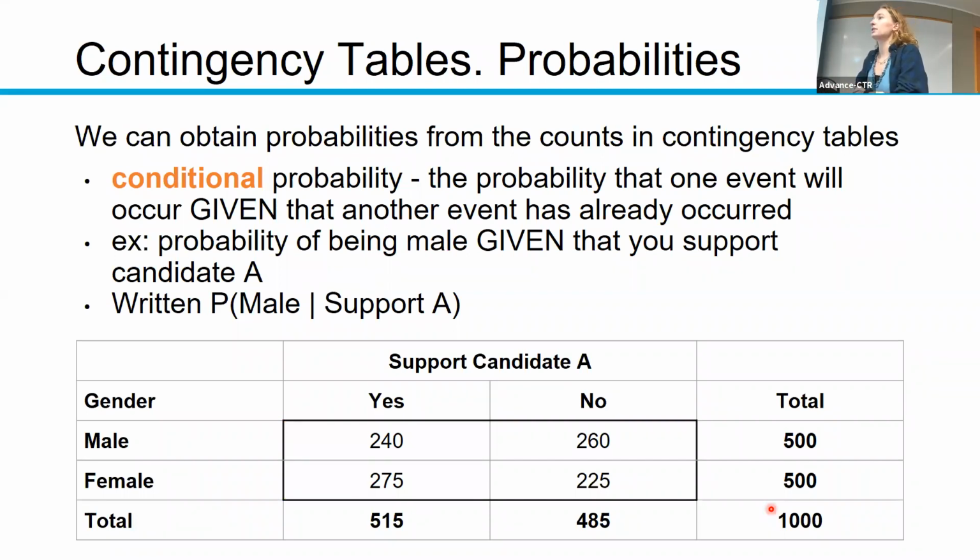Okay, next kind of probability we can obtain is the conditional probability. So the probability that one event will occur given that another event has already occurred. As an example, the probability of being male given that you support candidate A. So if we know you support candidate A, what's the probability that you're male, or what's the probability that you're female? We write these conditional probabilities like this: probability of being male, and this vertical bar is how we say given, probability of being male given you support candidate A.